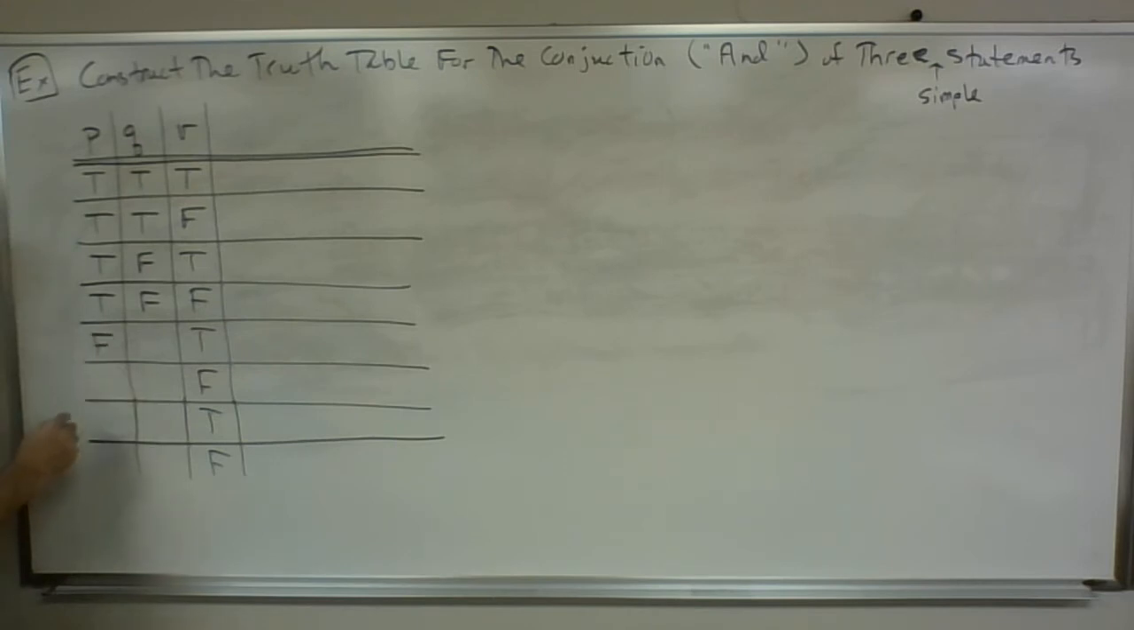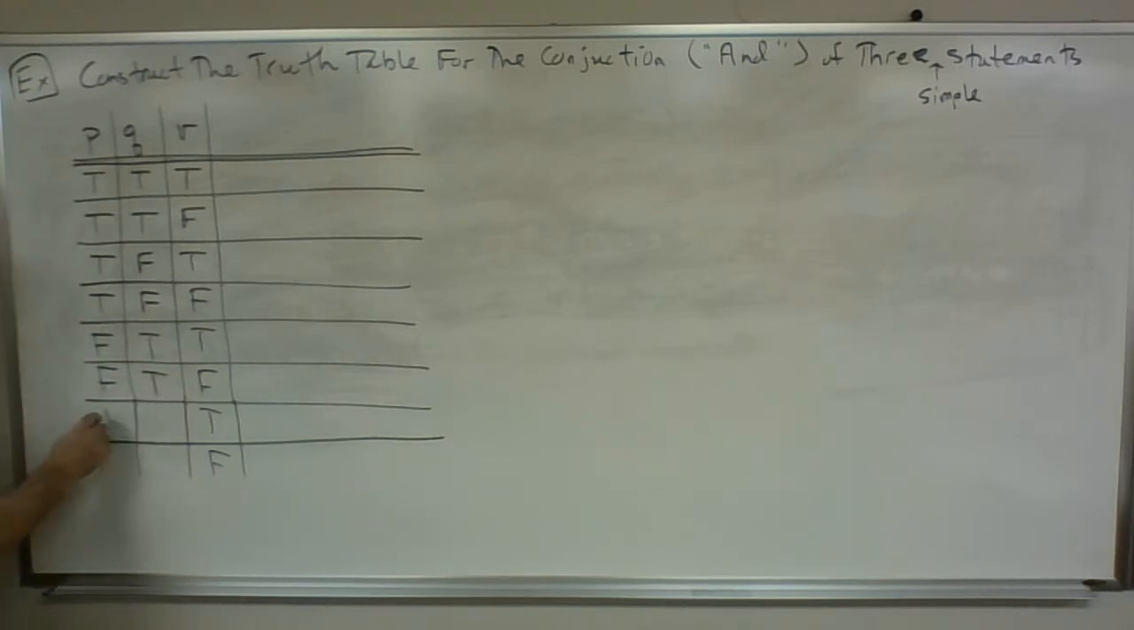So I'll let P be false, and we'll let Q be true. If P is false and Q is true, then either R can be true or R can be false. So when P is false and Q is true, there are 2 cases for R. So this exhausts all the cases for P false and Q true. If P is false and Q is true, either R is true or R is false.